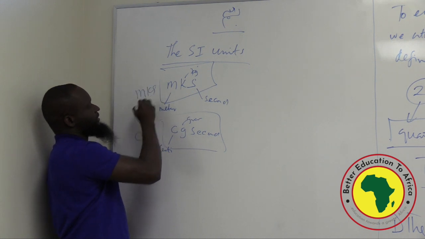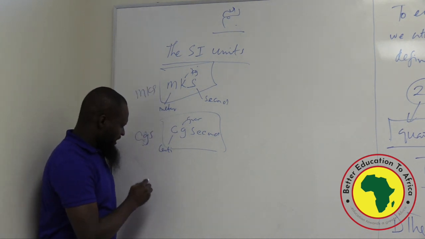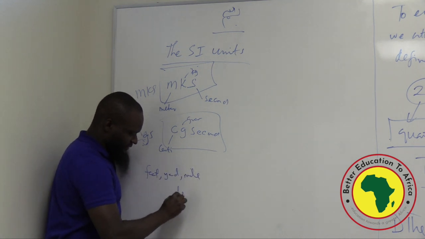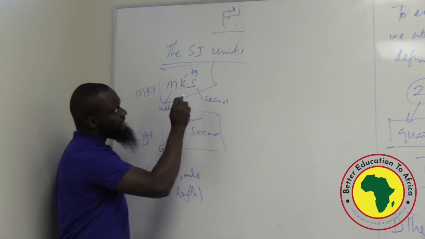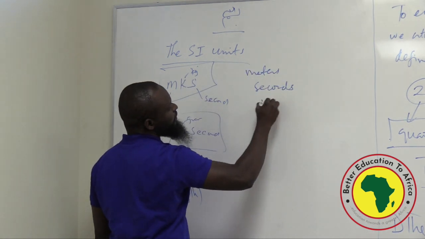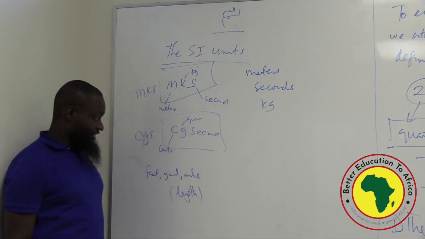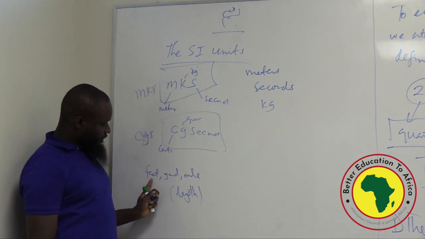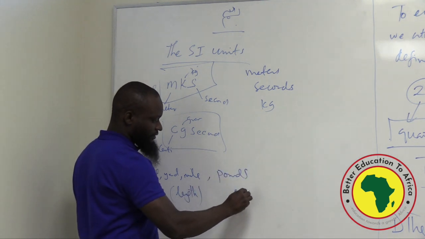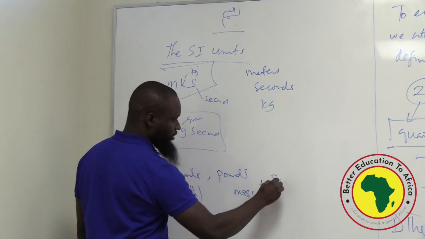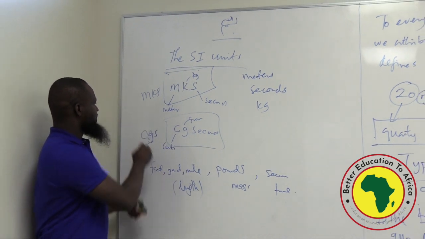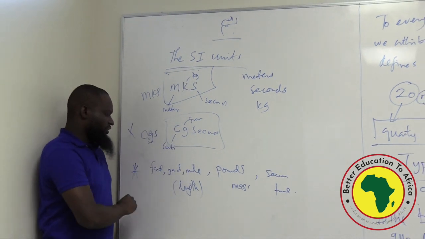They use the MKS. And we have the British units. They use the feet, yards, and mile to calculate length, instead of the meter, the SI unit. So the SI units are meters, seconds, kilograms, and the ones we have there are all SI units. The British people use feet, yard, mile for length, pounds for mass, and seconds for time. So we don't use the CGS or the British units anymore.